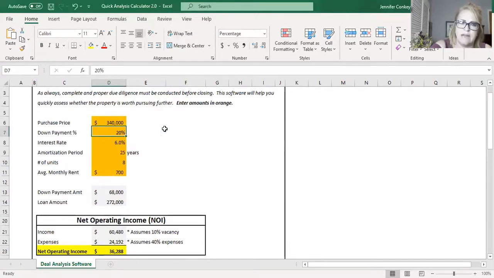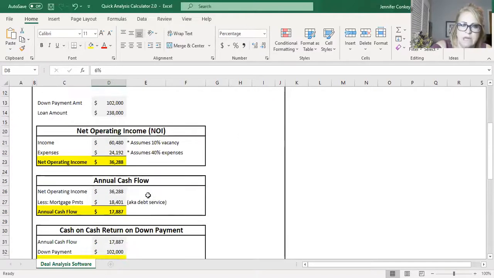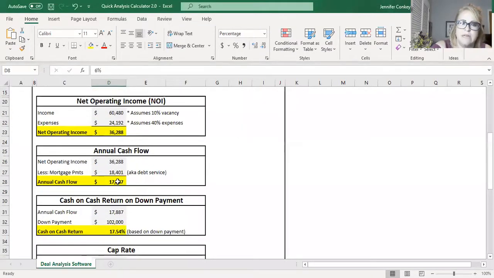Okay, so I just want to show you that. So let's say I was going to put down 30%. Okay, so that changed my down payment to 102,000. All right, then I'm going to come down here and I'm going to say my cash flow increased to 17,887. So it went up by a couple thousand. Now my cash flow is 17,000 divided by 102,000 down payment. Hold on a second. My cash on cash return went down. Why is that? I'm making more cash flow.